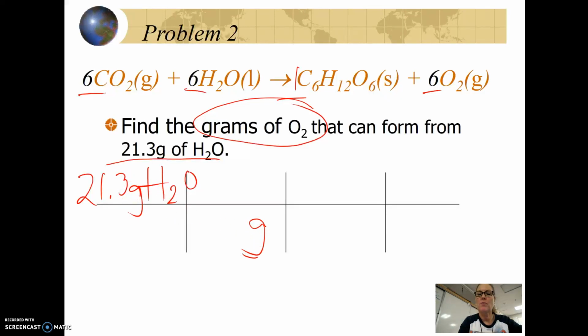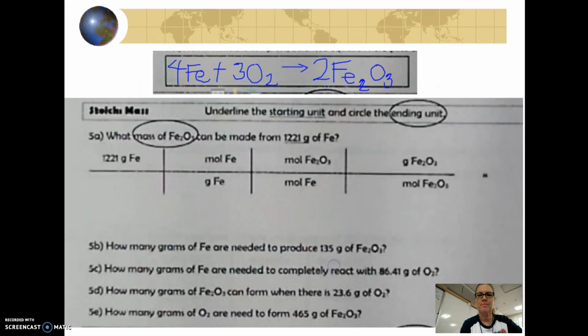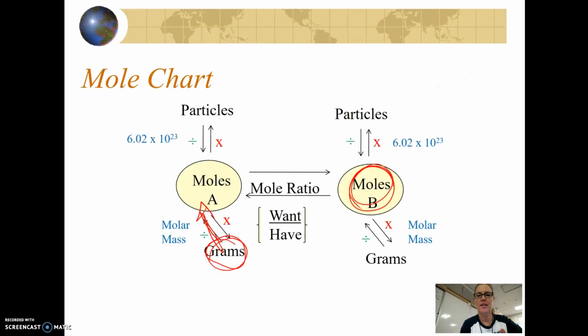Do you want me to show you that mole chart again so you can take a look? Look what I have. I have grams, and at the end, I want to come up with grams of O2 at the end of this problem. I need grams of O2, but look, I started with grams of H2O. How am I going to get there? I don't think I have my mole chart. Let me go back. Here it is. So I'm going to need to go from grams of what my given is to moles, then the ratio, and then from moles to grams.